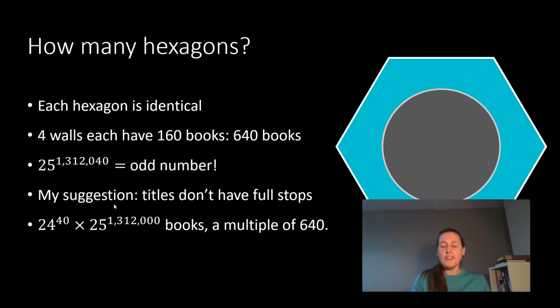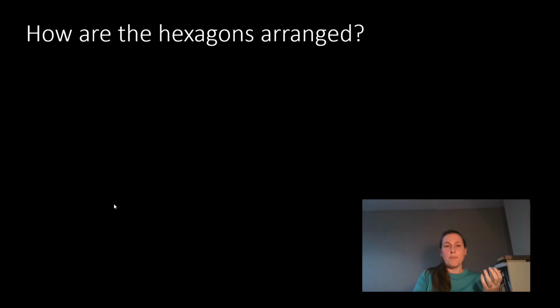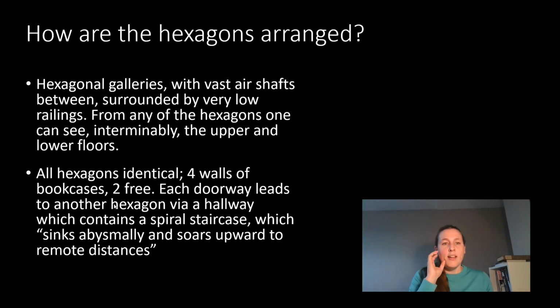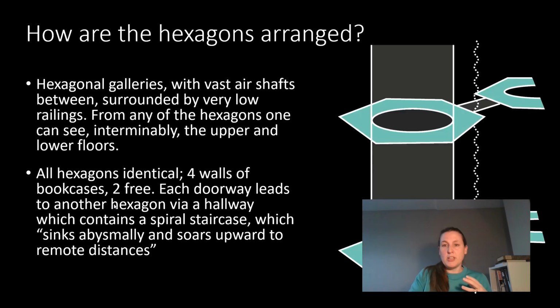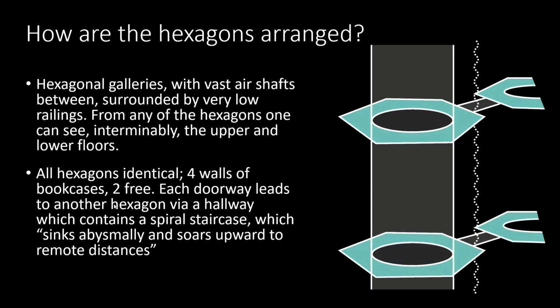But then how are they configured? Well, we're told something more about the hexagons as well. What are we told? From the text, hexagonal galleries have vast air shafts between them. So let me show you a little picture. So the air shaft between them, which are surrounded by a low rail, go up and down as far as the eye can see. So that means that any hexagon has above and below it, going on forever, hexagons positioned in the same way.